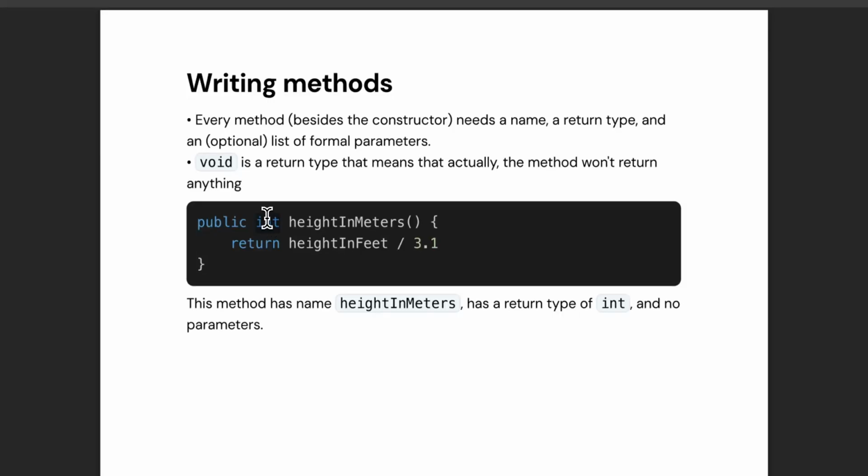This should be double, right? Because 3.1 is a decimal number. And so, if your height in feet divided by 3.1 gives you your height in meters, that's going to be an issue if you declare the method as type int when really it should be double.